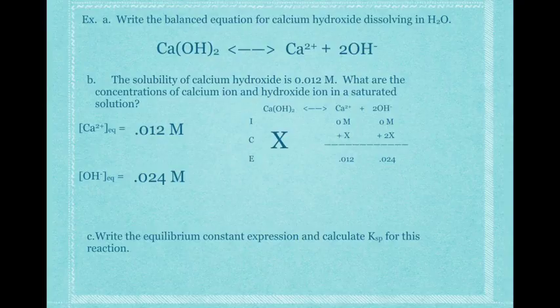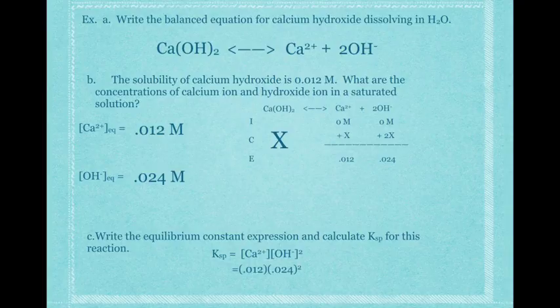Really not that bad. The last thing I need to do is to write the equilibrium constant expression and calculate my Ksp. Again, Ksp equals simply my products, so calcium ions times hydroxide ions squared, over my reactants, but again, remember, because it's a solid, I ignore it. So all I have to do now is plug in the values I got for the equilibrium concentrations of calcium and hydroxide ions, and I'll get my equilibrium constant, just like what we were doing before in the previous lessons.